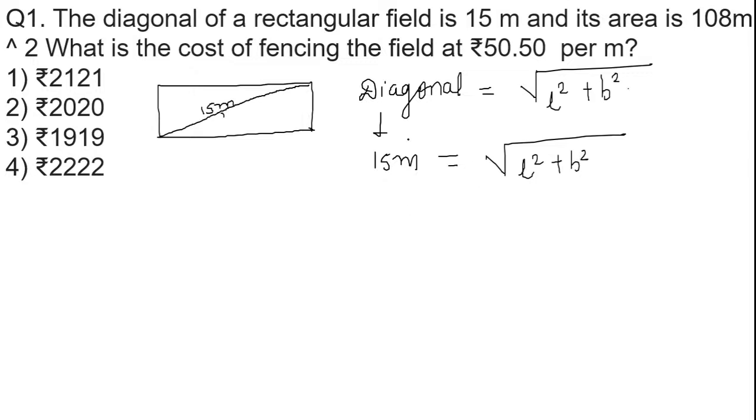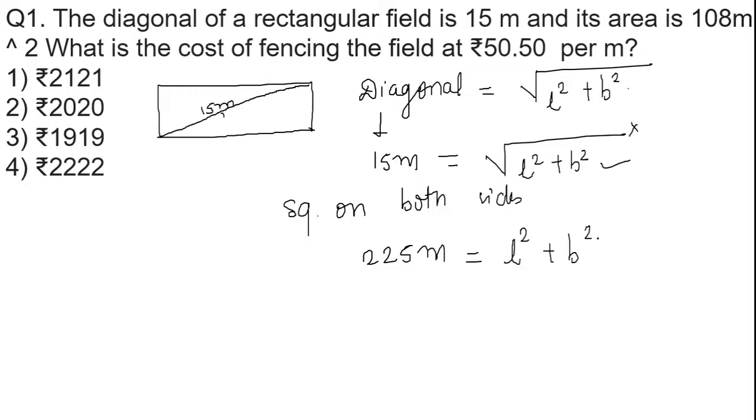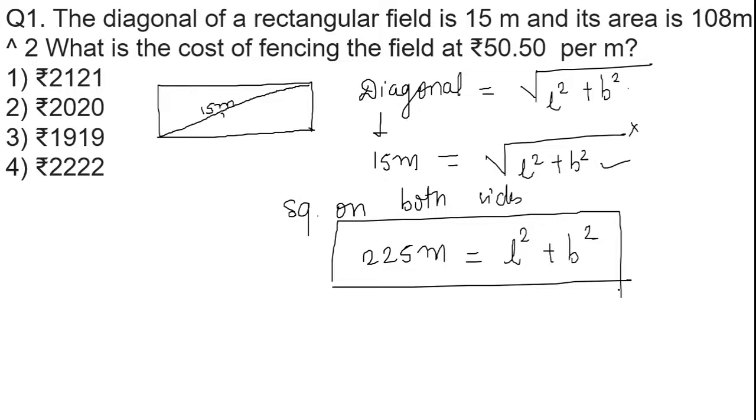Okay, so can I take squaring on both the sides? To remove this square root, I can take squaring on both sides. If I take the square of 15, I'll get 225 meter. Similarly, taking the square of the RHS, I'll get L square plus B square. Now we got the value for L square plus B square, that is equal to 225.